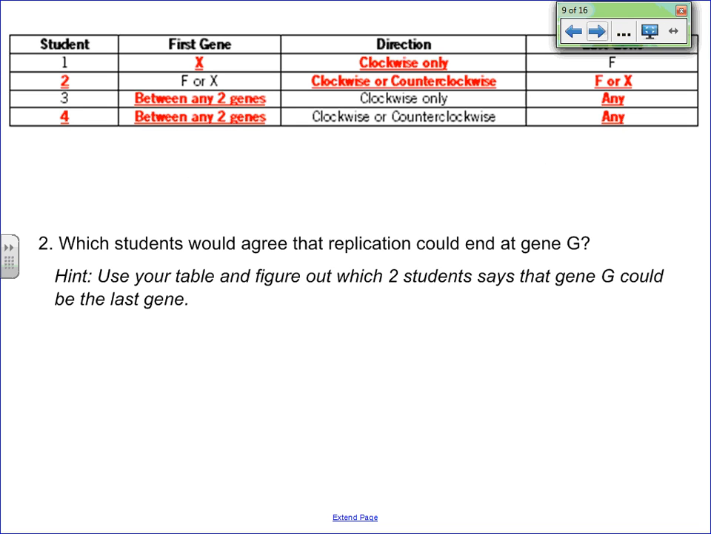So if we take a look at question 2, it says, which students would agree that replication could end at gene G? Now, not must end at gene G, but could end at gene G. Who would say that? Excellent. The only 2 that give you that probability, because we have the words "any" here. 3 says it can end anywhere, and 4 says it can end anywhere. Right? So what you want to do here is recognize that both of these, they cannot end at G. The only 2 that can or could end at G are 3 and 4.